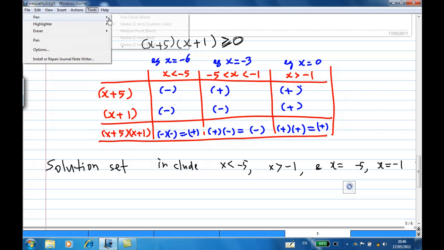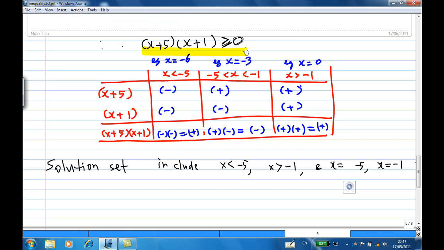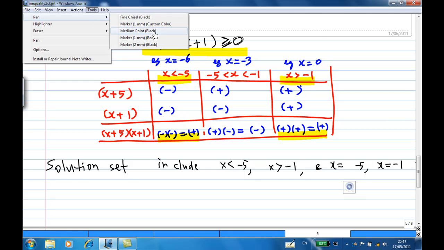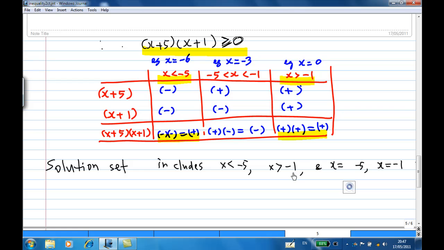Now we are solving the inequality x plus 5 times x plus 1 greater than or equal to 0. So the solution must be here: x less than minus 5, x greater than minus 1. So the solution set includes x less than minus 5, x greater than minus 1, and also includes the endpoints x equal to minus 5 and x equal to minus 1 because of the equality sign. So that becomes x less than or equal to minus 5, x greater than or equal to minus 1 after we include the endpoints.